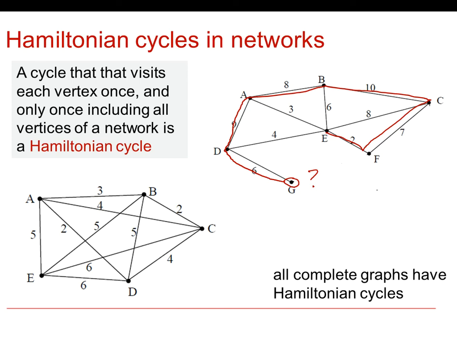However, in this graph down here, which we note is the complete graph K5, wherever we start, let's try A, we can go B, C, D, E and back to A in a Hamiltonian cycle. In fact, all complete graphs have Hamiltonian cycles.